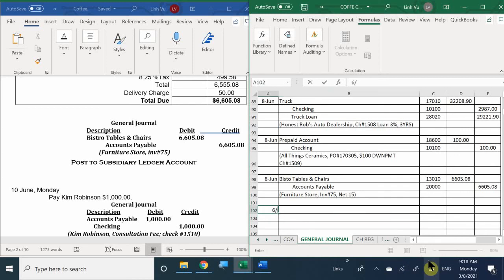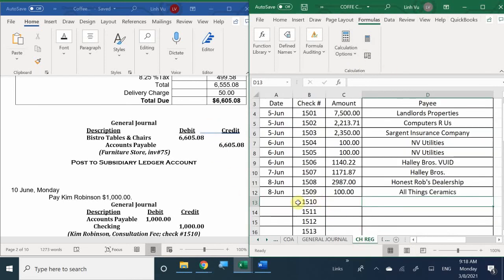So again, it is June 10. Excuse me for that. So June 10, I'm going to decrease my accounts payable. And I wrote a check. So first things first, let's go ahead and verify which check I used. So here, June 10. All right. I'm going to use check number 1510. And it's going to be for the amount of $1,000 to Kim Robinson.